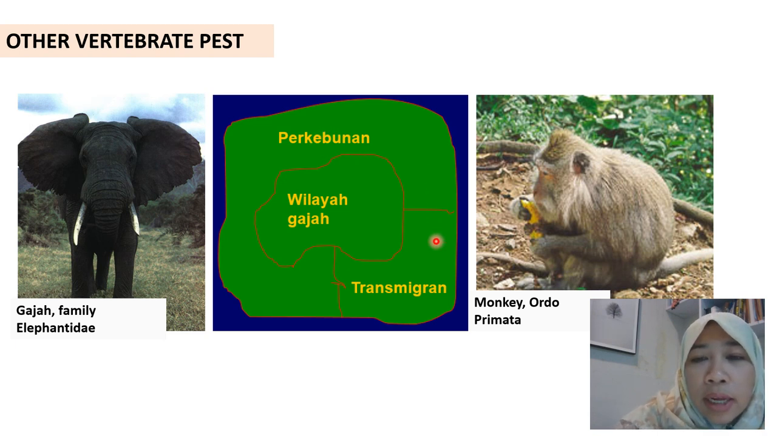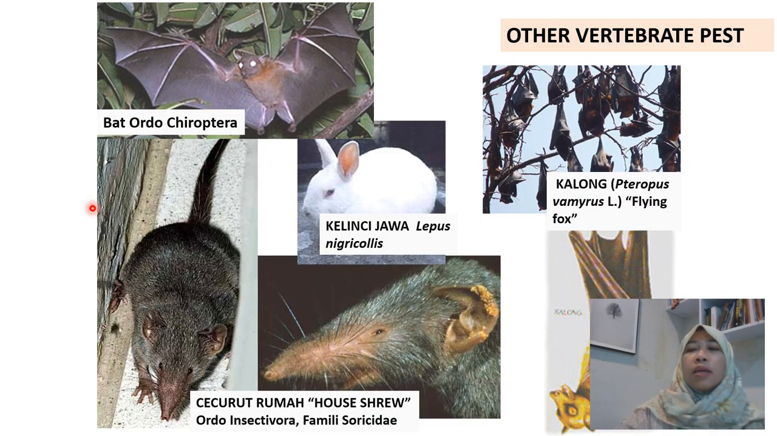They could enter the transmigrant houses, and etc. So some of the area have a problem with monkey, with elephant, and etc. There are a lot of vertebrate pests in this world, yeah? Not only rat, but also there are monkey, elephant, squirrel, and then the rabbit, and then the rat, and etc.